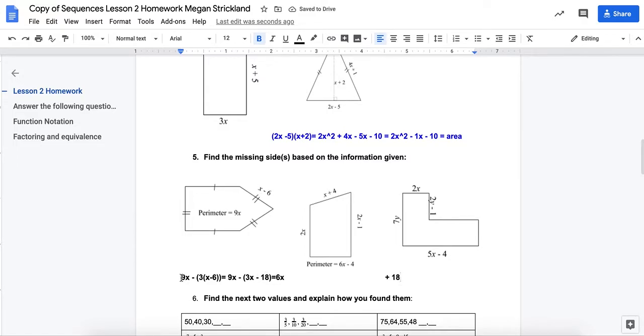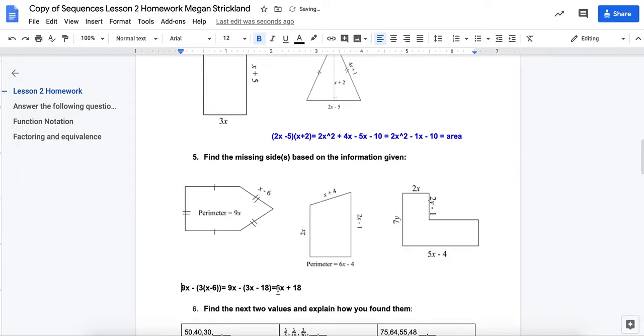Whoops, the formatting went a little weird again. What I just did was my entire perimeter is 9x. I know that all the double markers are x minus 6. It says find the missing sides. All of the double markers are x minus 6. What I'm trying to do is find the sides with the single tick marks. Both of them combined give me 6x plus 18, because I took the total perimeter and subtracted the other three sides.